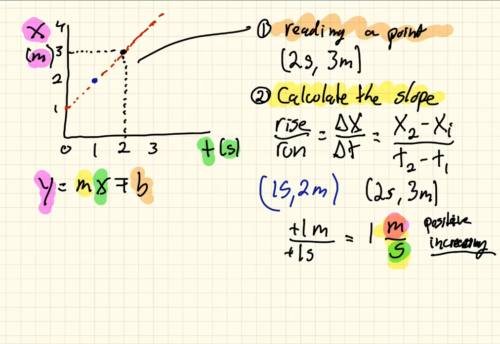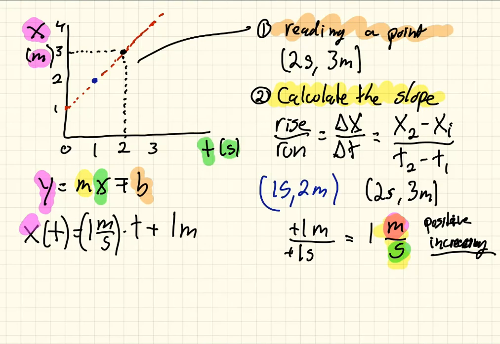So for this graph specifically, we'd say x as a function of time is equal to 1 meter per second times time plus 1 meter. Again, we got the x from the vertical axis. We got the t from the horizontal axis. We got the y-intercept by reading off the vertical intercept on the graph, and we got the slope by completing a calculation. Okay.